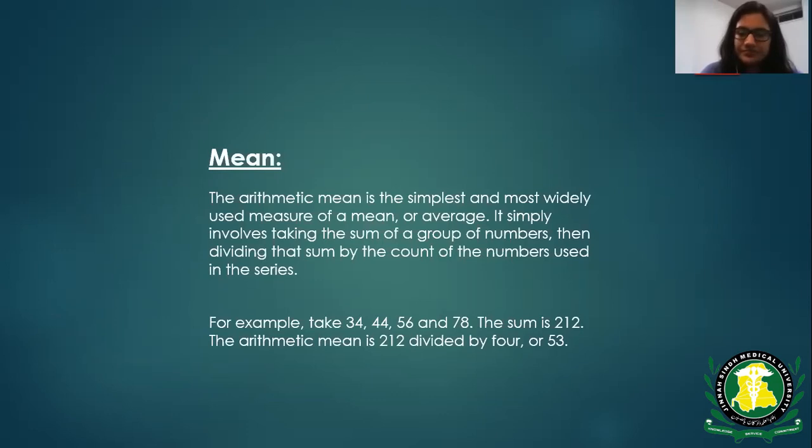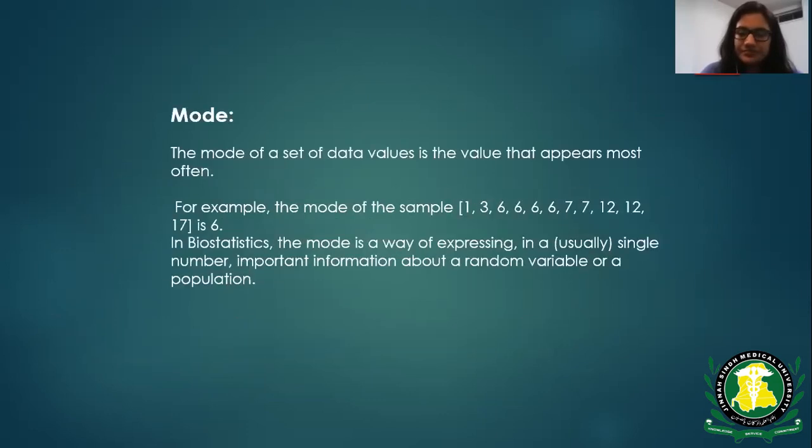What is mode? Mode is the number that is most frequently seen in a data set. For example, I have a set of data here: 1, 3, 6, 6, 6, 6, 7, 7, 12, 12, 12. In this, 6 is most commonly expressed. That number that occurs most commonly in the data is called the mode. We take the mode as that.